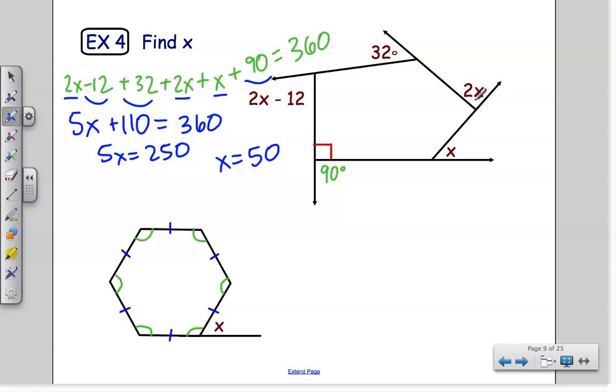If I plug that back in, it should all work out here. 50 degrees, this would be 2 times 50 or 100. 150 plus 90, 240, plus 32, 272. This would be 2 times 50, 100 minus 12, 88 plus 272. Yep, looks good. Okay, it adds up to 360.